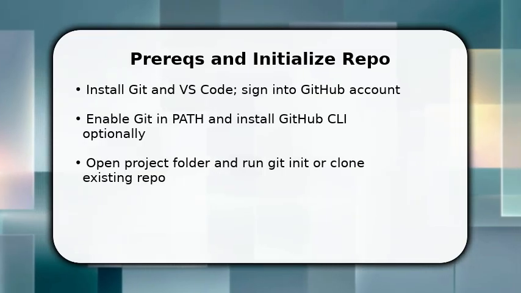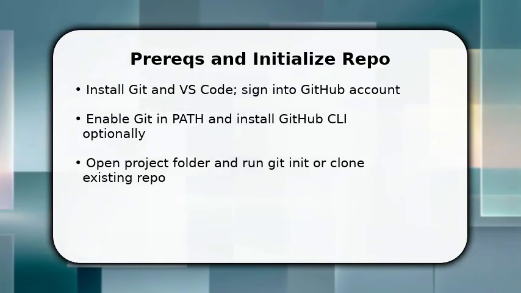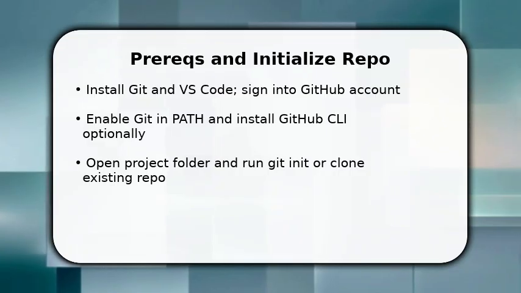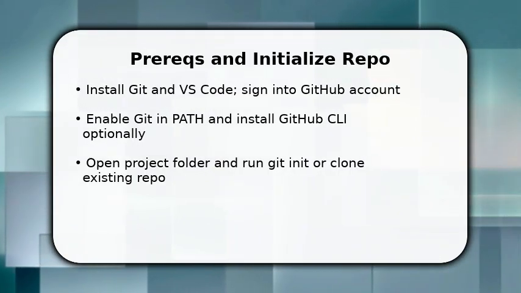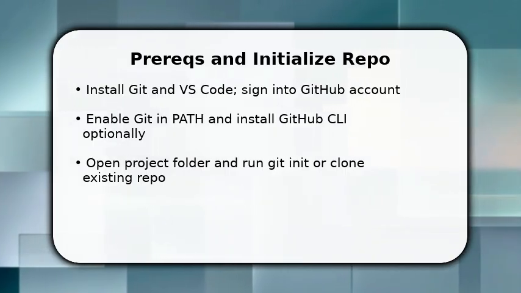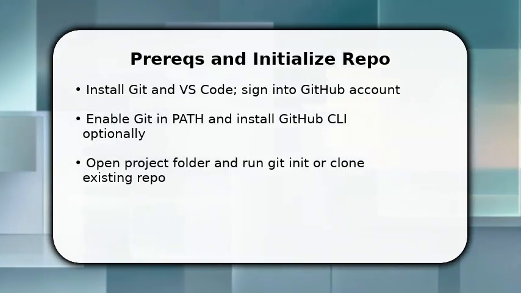Enjoy the video. You start by verifying prerequisites. Git installed, VS Code updated, and your GitHub account ready. Once done, open VS Code to the project folder and initialize a repository with Git in it or VS Code. Clone to fetch an existing repo.